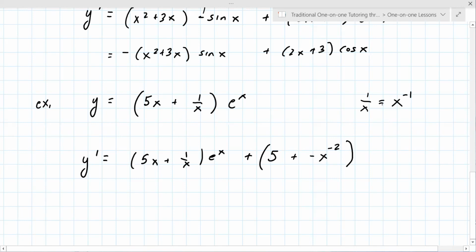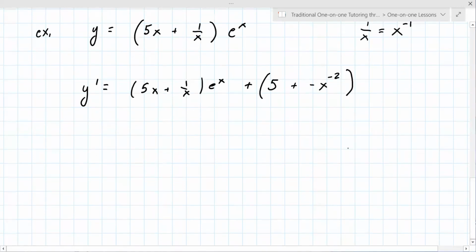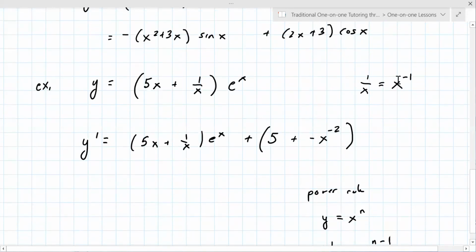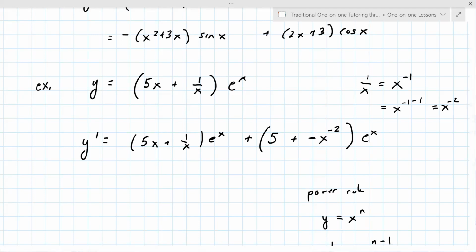I'm confused. Okay. Well, so power rule. If you have x to a number, the derivative is subtracting 1 from the exponent. Okay. So here, up at the top, x to the minus 1, when you subtract 1, it becomes x to the negative 2. Okay. Negative comes out in front because of the negative 1, times e to the x. Okay.